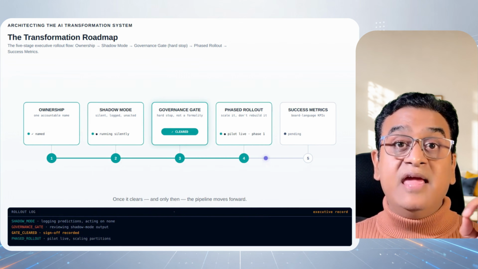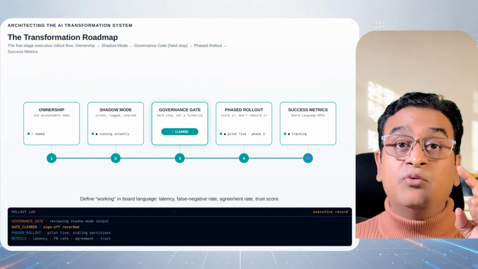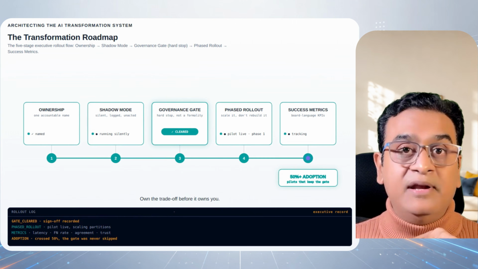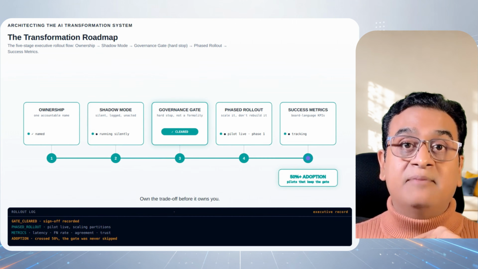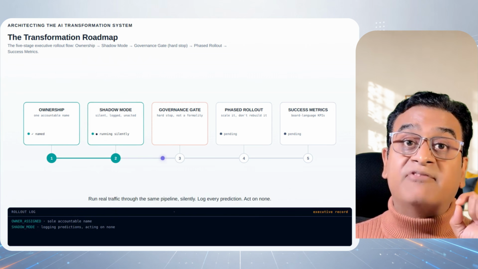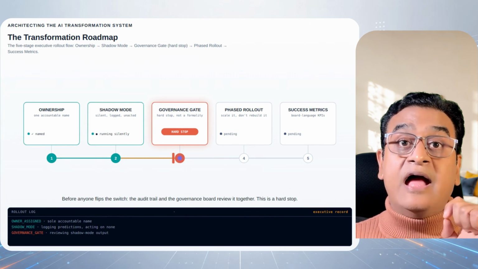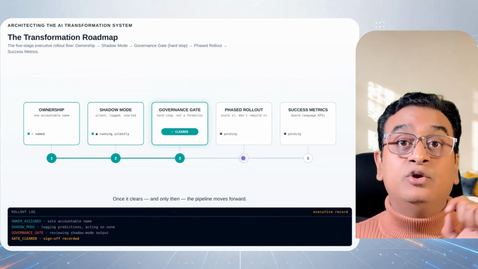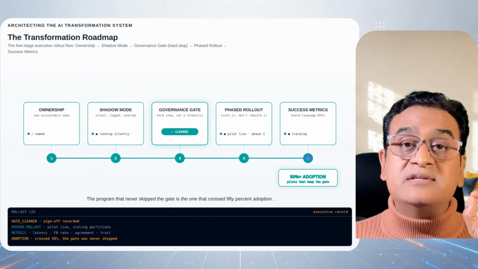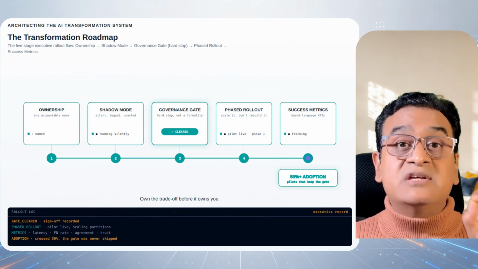Ownership. Name one single executive owner for this architecture, not a committee. One accountable name. This is the person who would have to explain a Kafka backlog or a gap in the governance log to the board. So it should be someone who actually understood the walkthrough we just did.